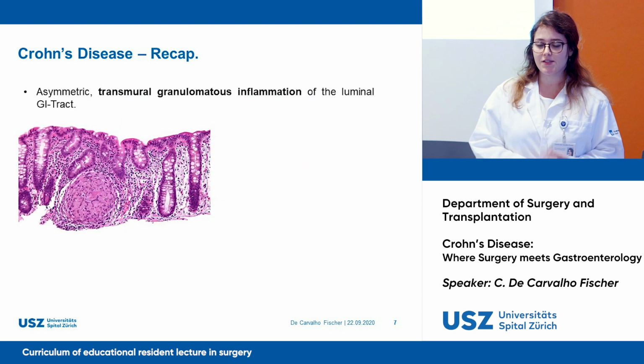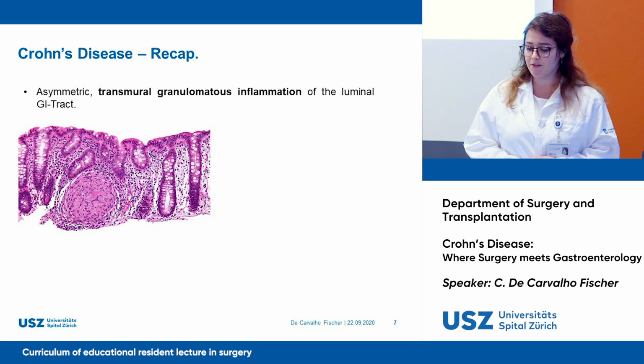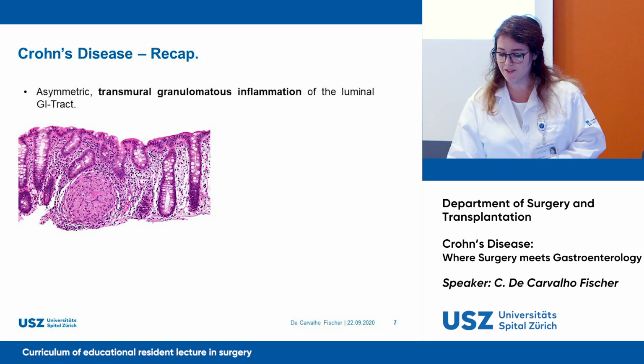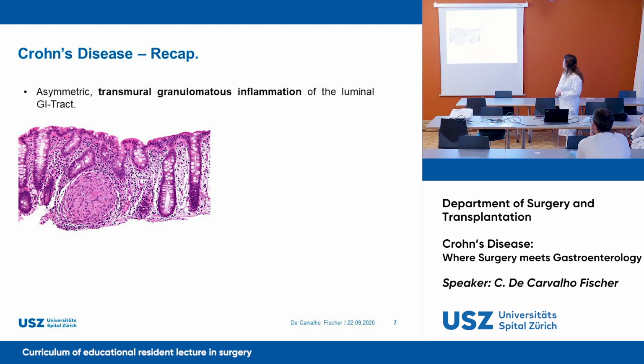So Crohn's leads to an asymmetric transmural granulomatous inflammation of the luminal GI tract. That was a lot of big words. Essentially, we see this in this section below, where we can see a granulomatous formation and also lymphoid infiltrates.